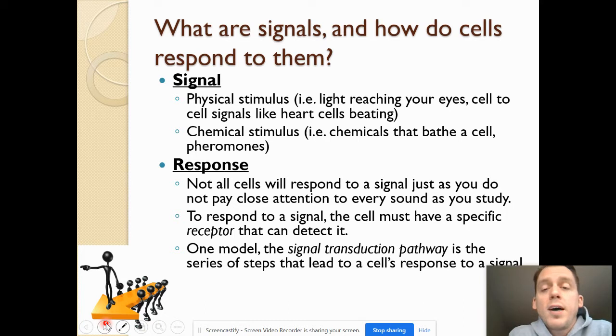Not all cells will respond to a signal. Just because a signal goes out doesn't mean that every single cell responds to it, just like you don't pay close attention to every sound as you study; you only pay attention to the important ones. To respond to a signal, a cell must have a specific receptor that can detect it. So if we are getting a chemical or a physical signal, the cell that should respond needs a receptor for that signal. One model, the signal transduction pathway, which is the main model we're going to talk about in this chapter, is the series of steps that lead to a cell's response to a signal.